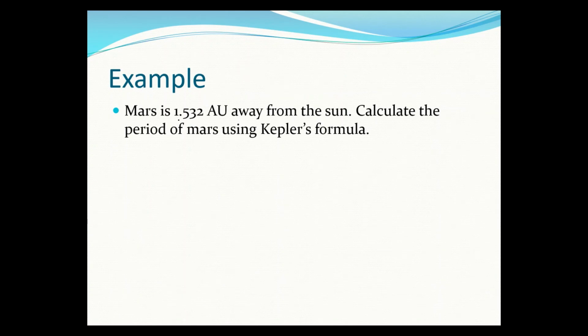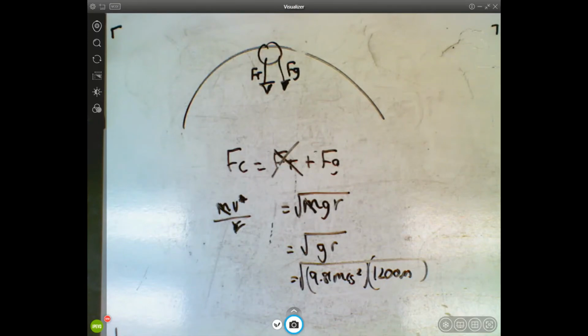So Mars is 1.532 astronomical units away. So it's a little bit further away from the sun. Calculate the period of Mars using Kepler's formula. Okay, so I'm going to switch screens here. It won't let me. There we go.